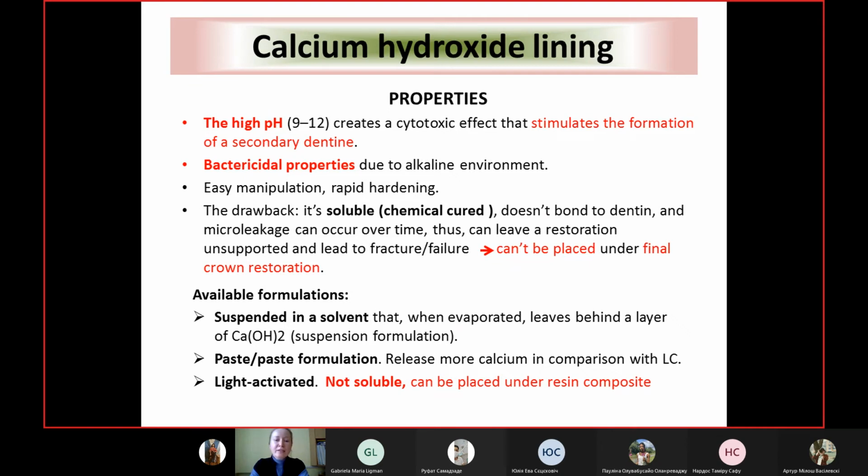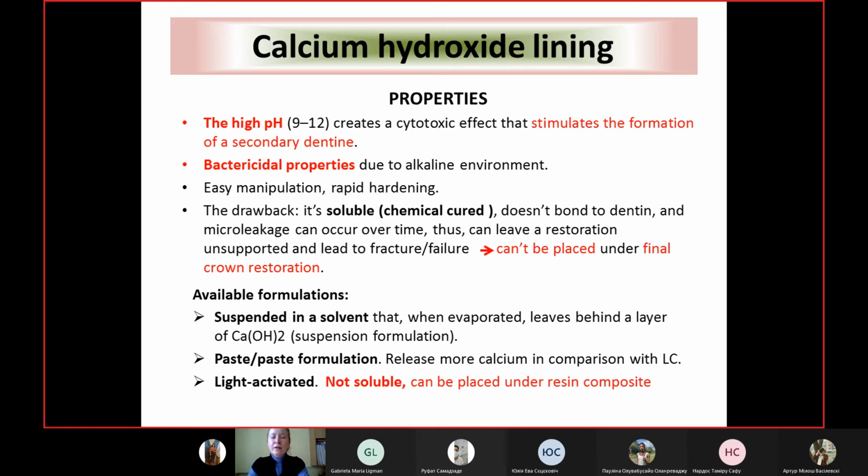This material is easy to manipulate. It has a rapid hardening. The only drawback is that it is soluble if it is chemically cured. Soluble when it's subjected to the oral liquids. But if it is covered by cement lining, base lining, it is strong enough and not soluble.